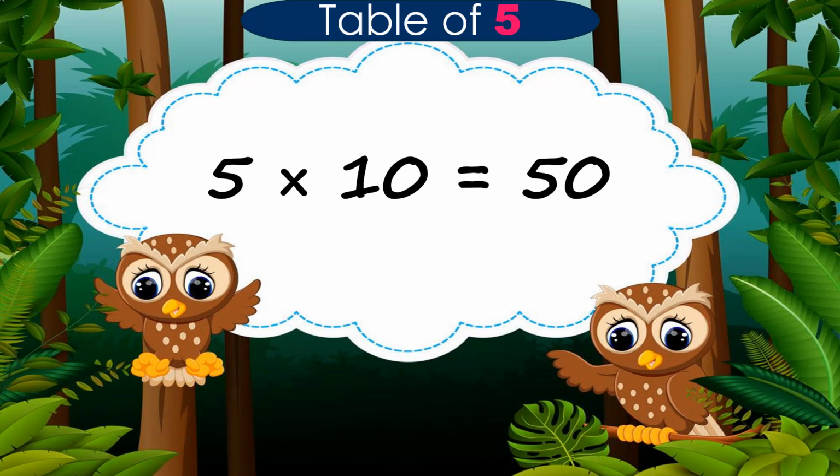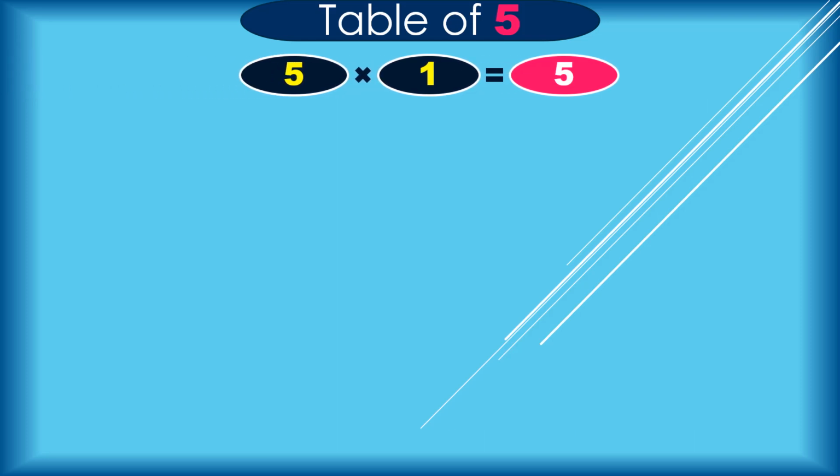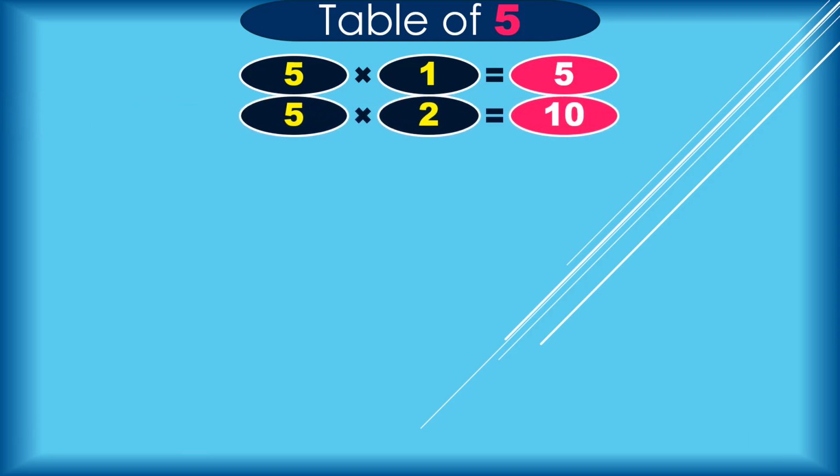5 nines are 45. 5 tens are 50. Now repeat again. 5 ones are 5. 5 twos are 10.